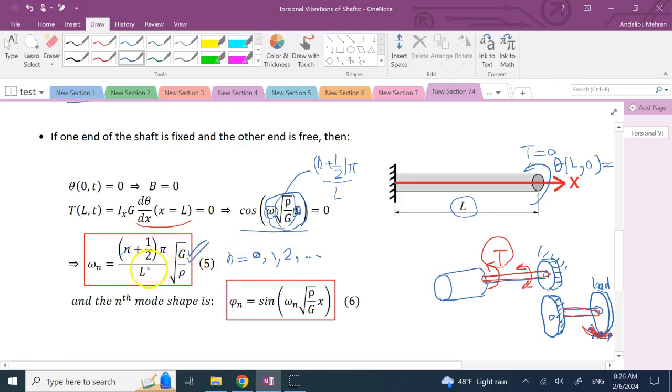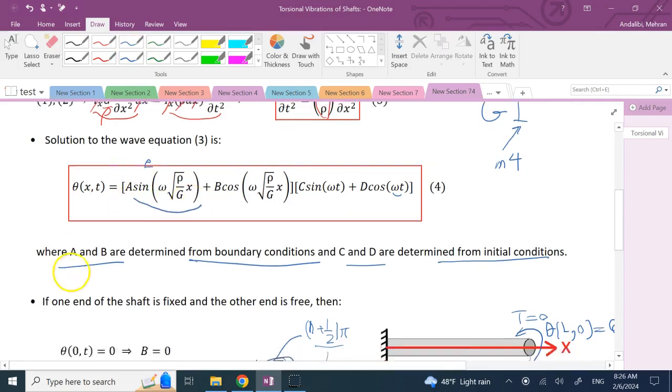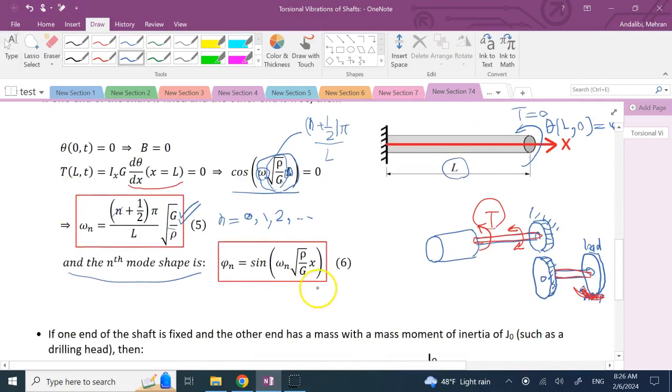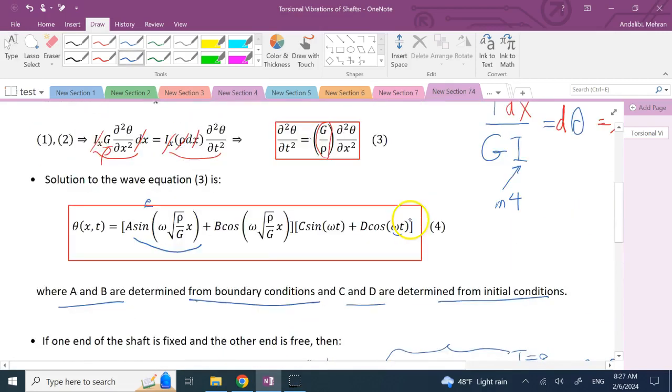So the system will have infinitely many natural frequencies for torsional vibration, free vibration. The smallest one is pi over 2L square root G over rho. That is the first fundamental frequency. And what is the mode shape? Well, the mode shape, if you remember, is this remaining sine function, sine of omega square root rho over G x, times omega n, of course, which is going to be the nth mode shape. So the mode shapes of vibrations for this function are sine functions, and these are the natural frequencies.